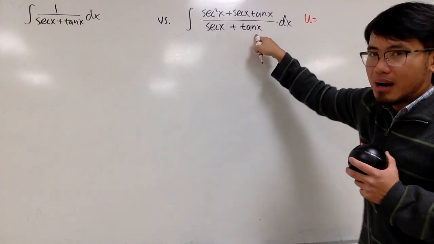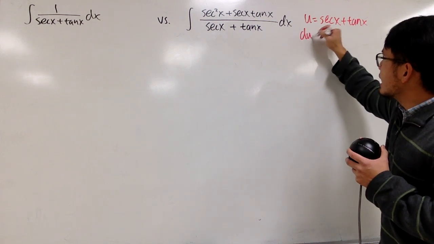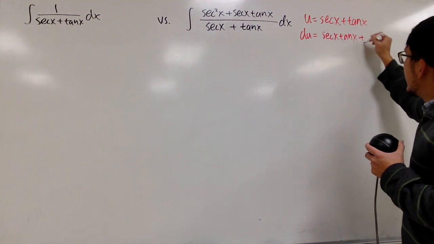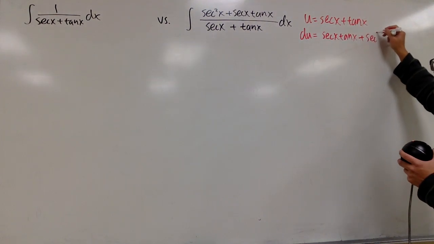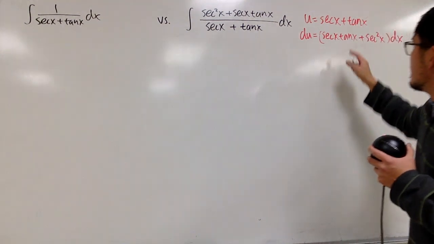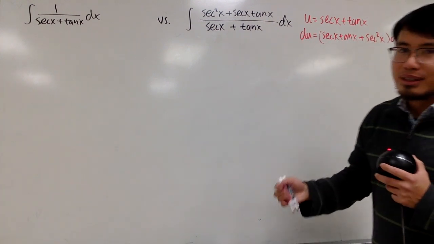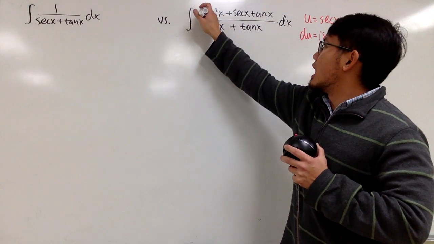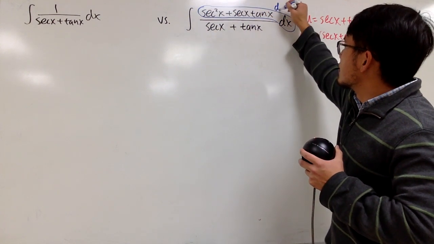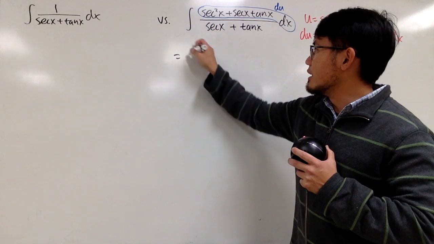Let u equal to the denominator, and let's just put down secant x plus tangent x and differentiate both sides. Du, the derivative of this is secant x times tangent x, and we add the derivative of this, which is secant square x, putting in parentheses, and of course the dx. And you see, this and that are actually the same. The order of addition doesn't matter. So, you look at the top, all this right here along with dx gives us precisely the du.